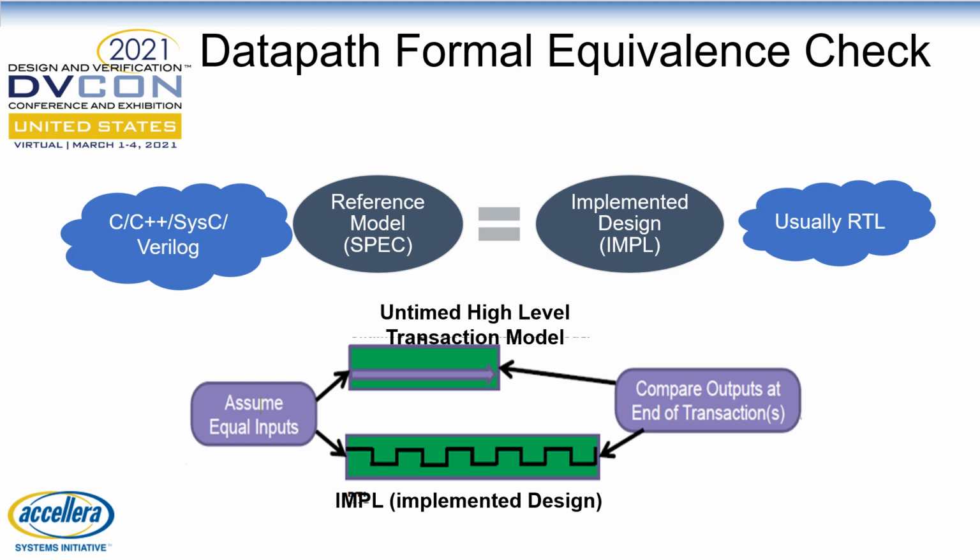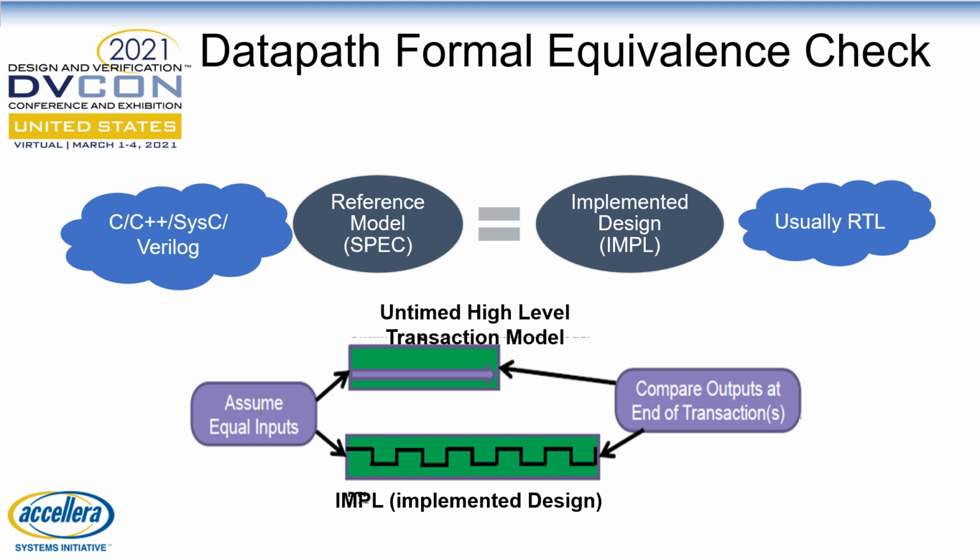On the right-hand side, we have the implementation model, which is usually the SystemVerilog model, which we are trying to validate. We do an input-output equivalence between the two models, which is that we assume that both of them have the same symbolic inputs, and in the end we verify that they eventually give out the same outputs at the end of the transaction.